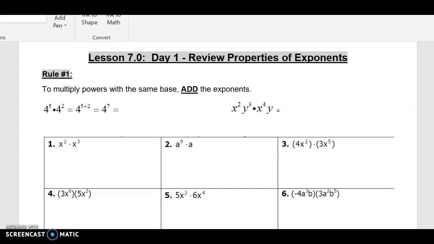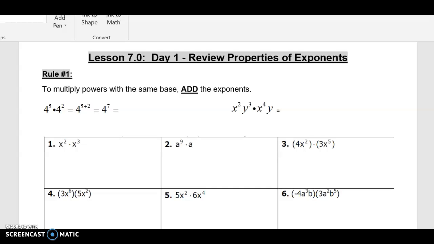Hi guys, so from now on I'm going to actually record my lessons and go through our notes like we would in class. I think that's going to be a little bit easier for you guys. We just finished up chapter 6, you guys just took your test, and we're moving on to chapter 7. Chapter 7 is all about exponents and their different properties. We're just going to take it one property at a time, like one property per day.